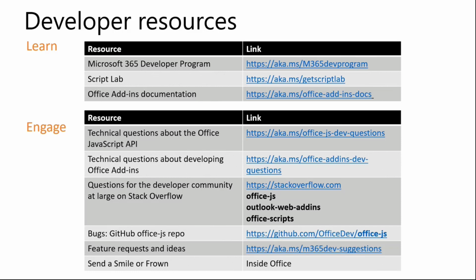And any feature requests and ideas, things you want to see developed, go out to M365dev-suggestions, and you can create a suggestion along with the scenario and information about how it would be helpful, and folks can upvote that. And we take a look at those as we're doing planning to look into things to build for you. And you can always send a smile or frown from inside Office.